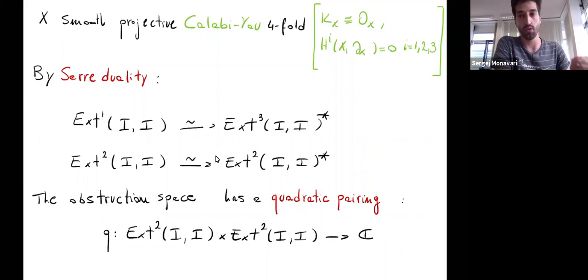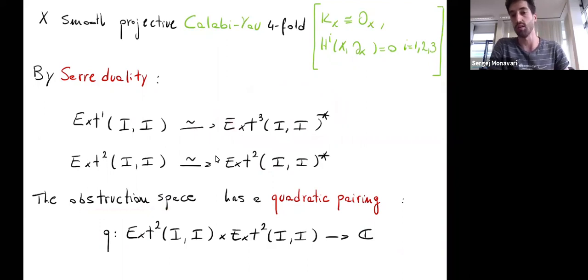The point is that we can use Serre duality, and thanks to Serre duality, of course we are doing it pointwise for every sheaf, we have that the Ext^1, which controls the deformations of the object, is dual to the Ext^3, which controls the higher obstructions, which was this extra piece that we had to understand how to control. And then the second feature is that the Ext^2, which controls the obstruction space, is self-dual, again thanks to Serre duality. So the moral of this is that we can relate the third piece to the first one, and in particular, the obstruction space is endowed with a quadratic pairing.